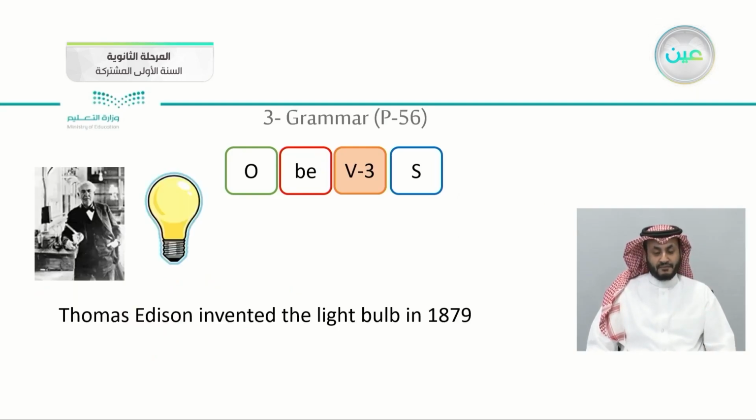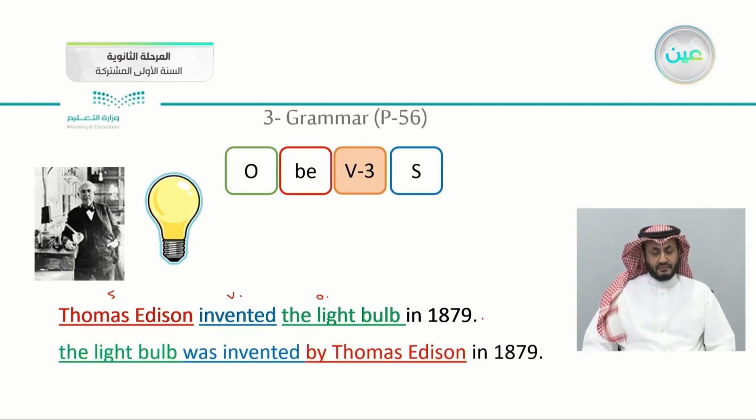One more. How about Thomas Edison? He invented the light bulb in 1879. Let's put the subject, verb, and also the object. Put it in the right order. The light bulb, this is the object, was invented by Thomas Edison in 1879. Was because we have invented in the past.